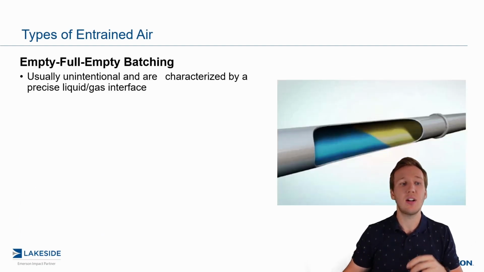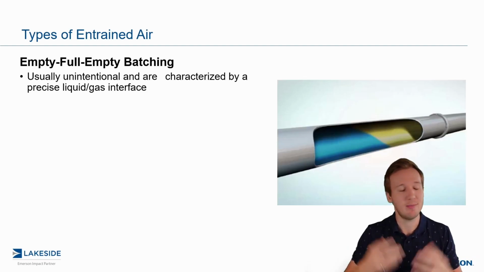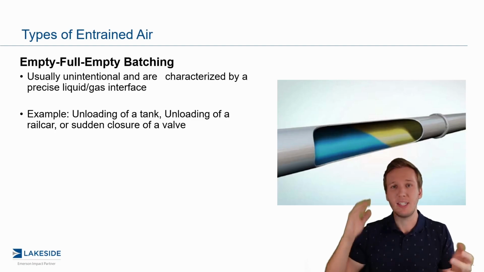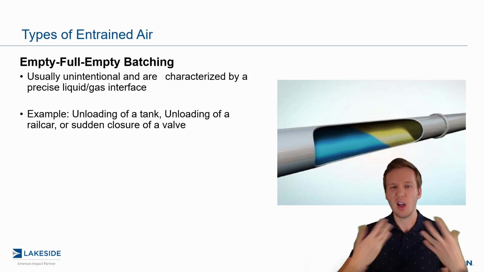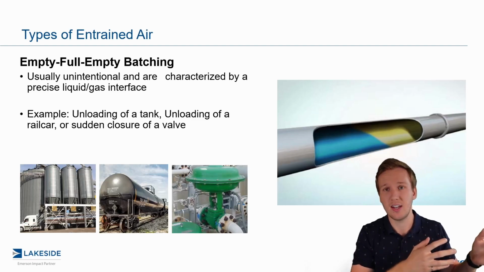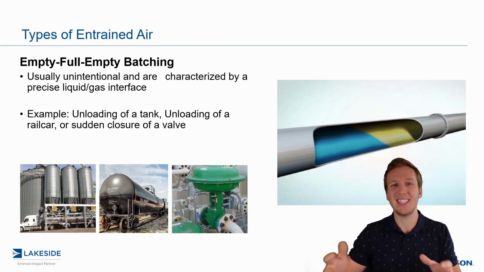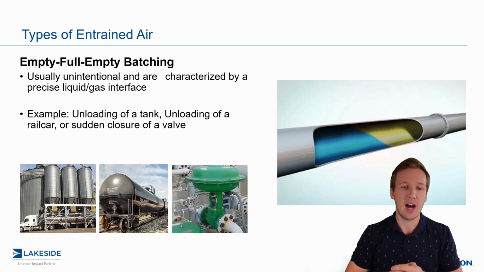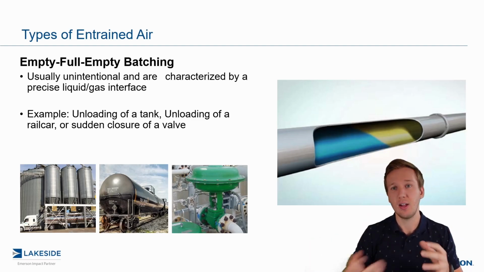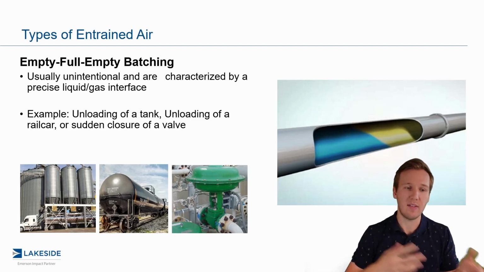And the last one is known as empty, full, empty batching. Don't try to say that 3 times fast. Also unintentional and characterized more as a precise liquid-gas interface. Think of this as maybe suddenly closing a valve, unloading a tank, unloading a rail car. In all of these applications, you'll send this direct slug of precise air-liquid mixture. In these cases, it'll hit the flow meter all at once, and it'll probably do a direct switch from one phase to the other.